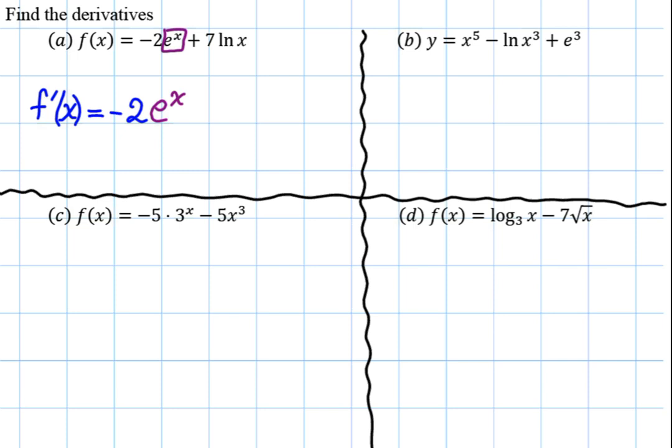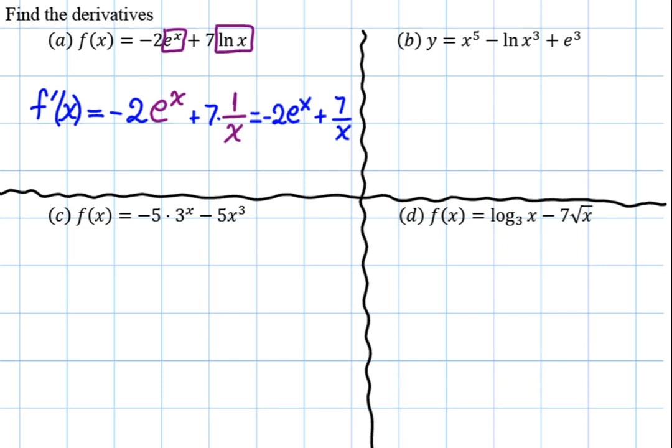Next, we have ln of x. The derivative of ln of x is 1 over x, and the plus 7 is the constant multiplier, so it will stay. So we just need to multiply the 7 on the top. To rewrite this, we have negative 2e to the x plus 7 over x. So that's the first one.